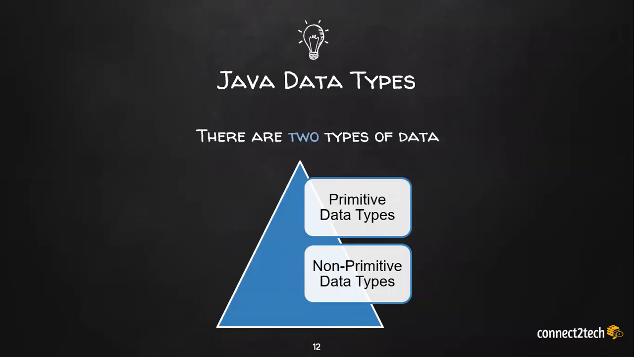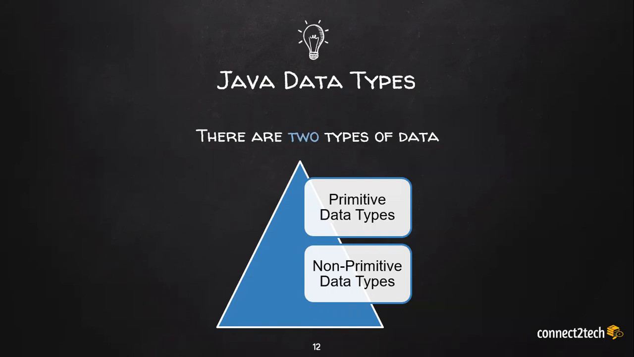If data is so important, let us start with the data types of Java. Basically, there are two data types in Java. One is primitive, another is non-primitive, as you can see on the screen in front of you. The focus of this discussion is going to be primitive data types. I'll be covering non-primitive data types in subsequent discussions.